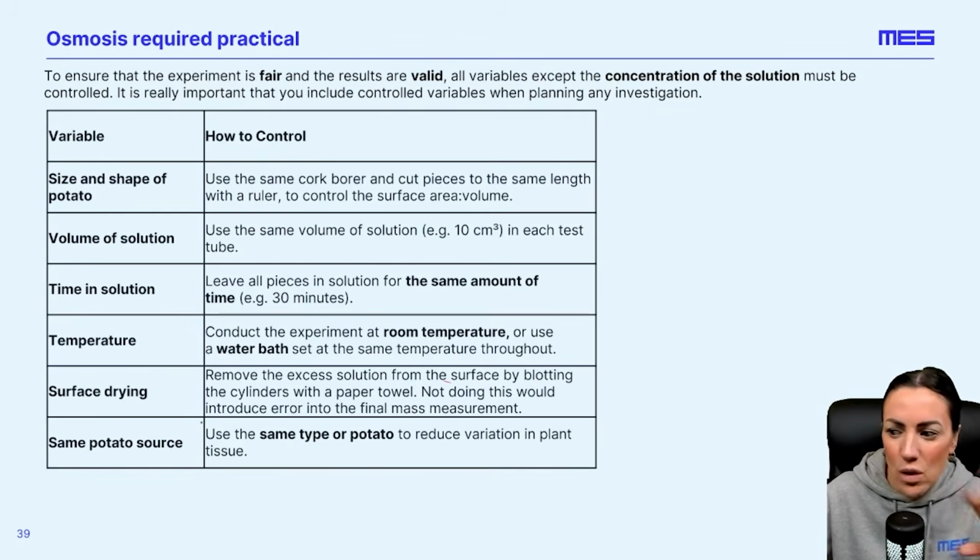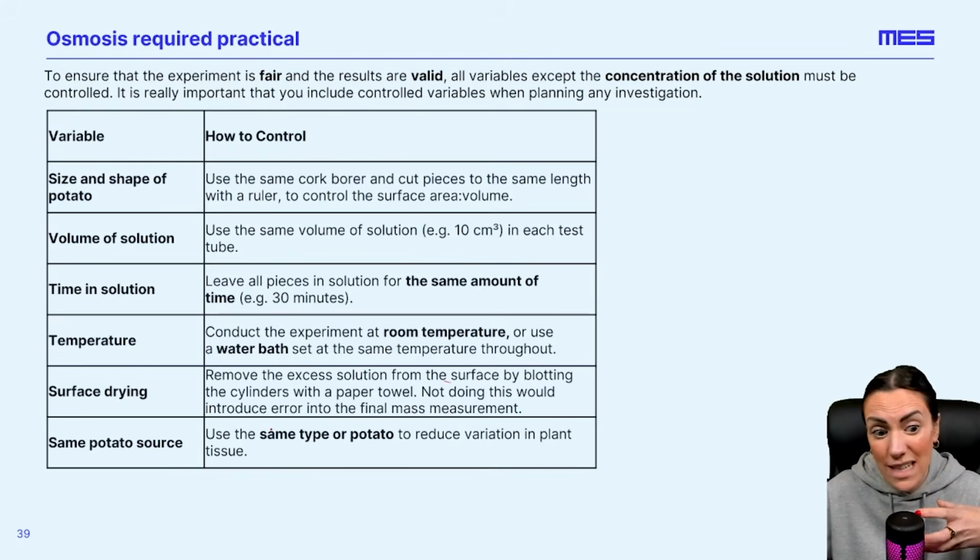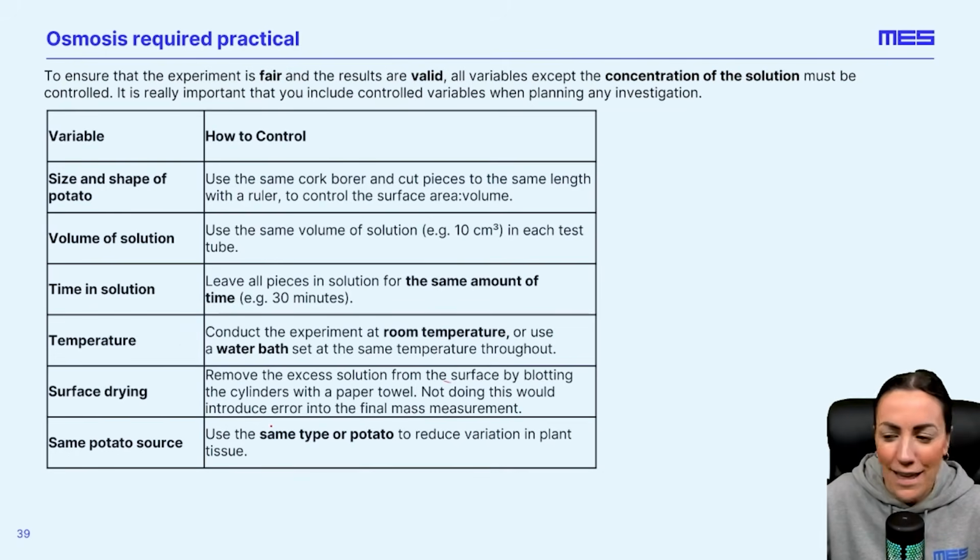Same potato source, so same type or same species of potato. Maris Piper potatoes, that's the only one that I know, to reduce variation in plant tissue, because different potato species have differences in genetics, they may respond differently. So use the same type of potato, or ideally you could get all of your cylinders from the same potato, if you use that potato efficiently and you manage to cut all your cylinders from the same one.